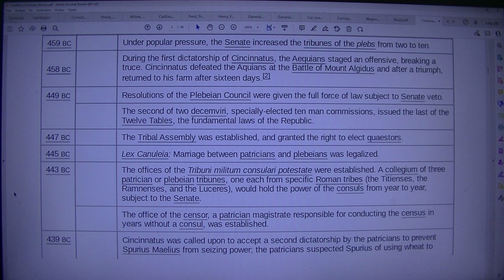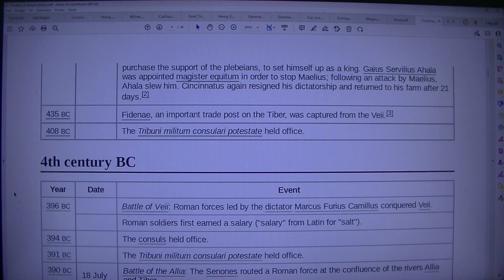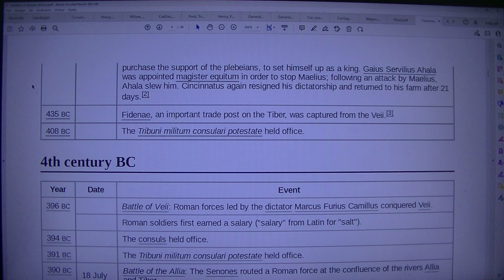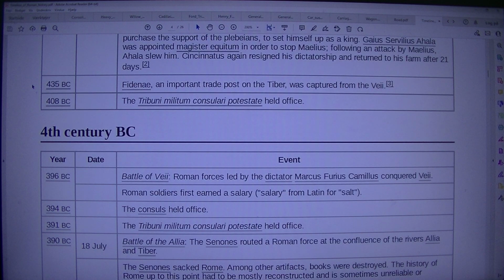439 BC. Cincinnatus was called upon to accept a second dictatorship by the patricians to prevent Spurius Maelius from seizing power. The patricians suspected Spurius of using wheat to purchase the support of the plebeians, to set himself up as a king. Gaius Servilius Ahala was appointed Magister Equitum in order to stop Maelius. Following an attack by Maelius, Ahala slew him. Cincinnatus again resigned his dictatorship and returned to his farm after 21 days.